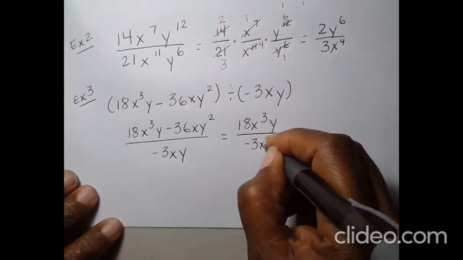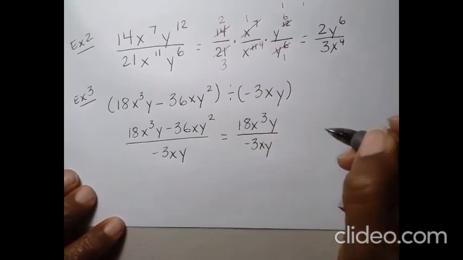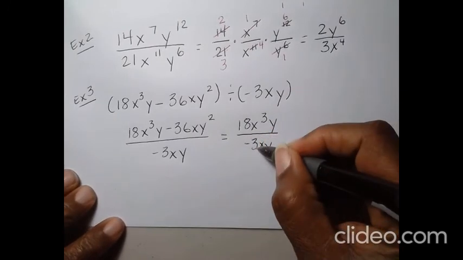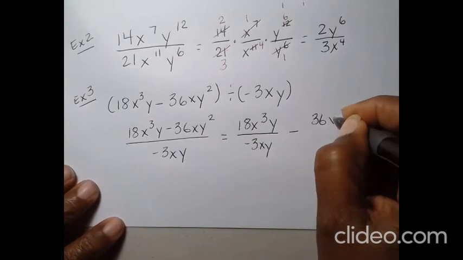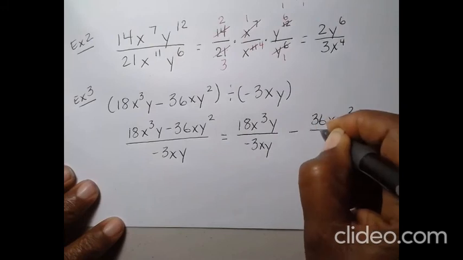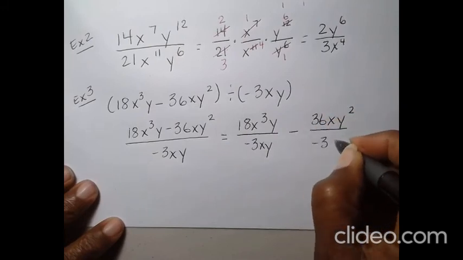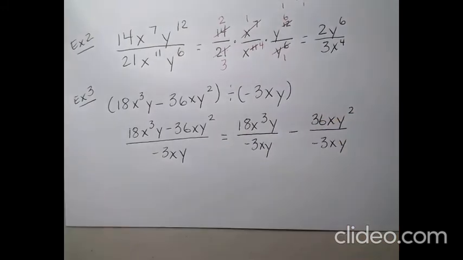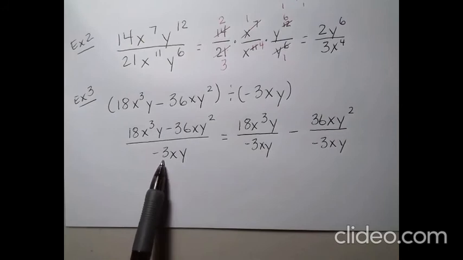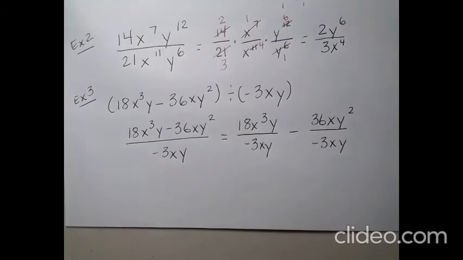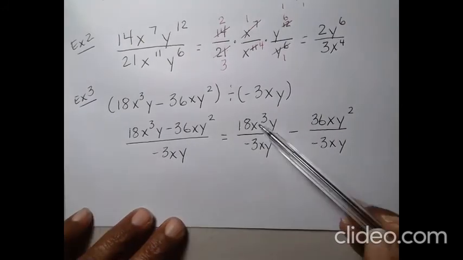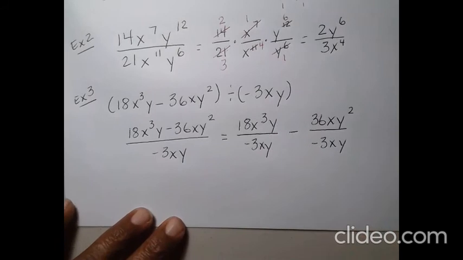So we take 18x cubed y over negative 3xy. Then we can subtract 36xy squared over, again, negative 3xy. Both of these terms are divisible by the negative 3xy. So let's reduce them, each of them individually.